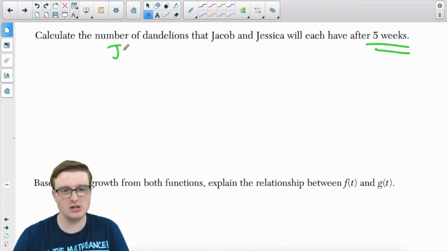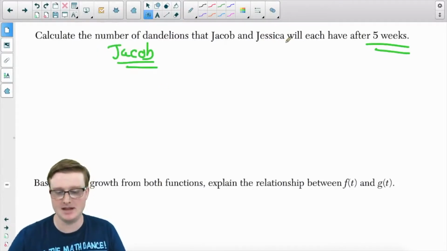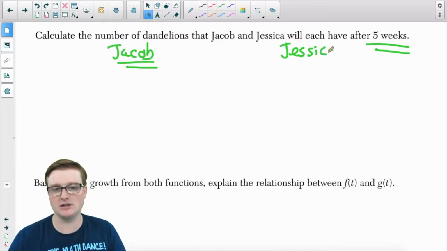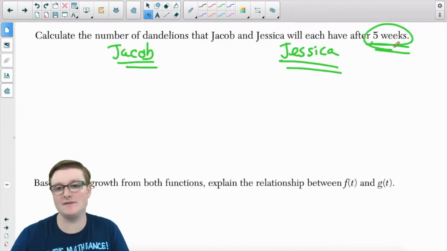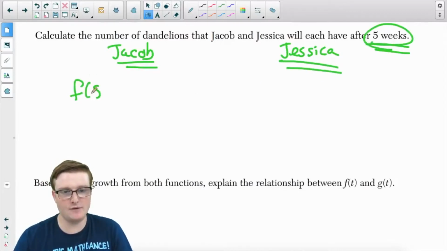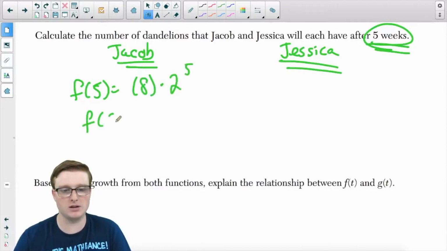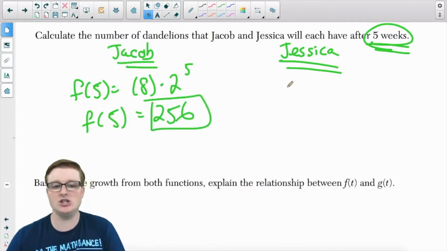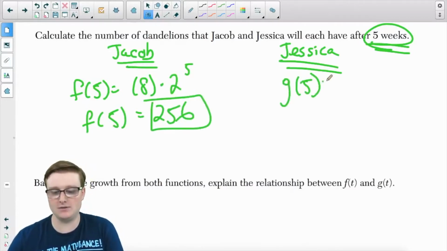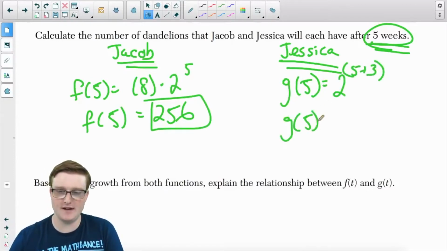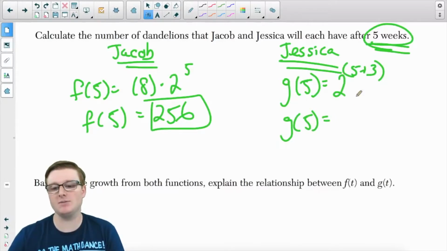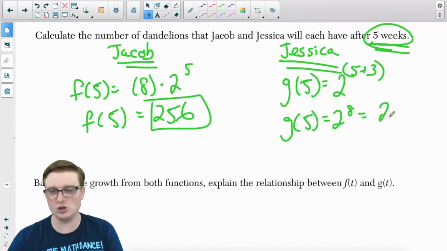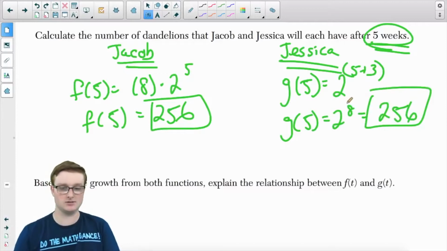So all you're going to do is take Jacob's function and Jessica's function, and plug in 5 for t. So we have f of 5 is equal to 8 times 2 raised to the 5th power. When you plug that into your calculator, you get 256 dandelions. Jessica is g of 5, which is equal to 2 raised to the 5 plus 3 power. That is 2 to the 8th, which is 256 dandelions.